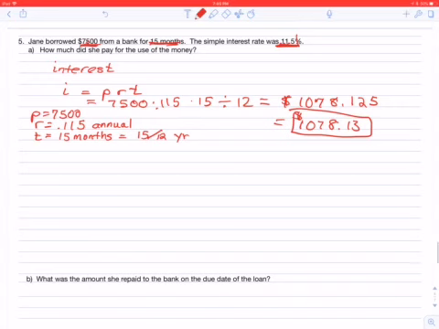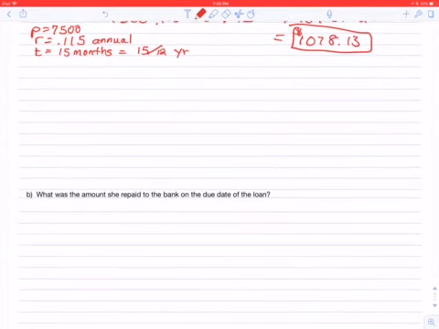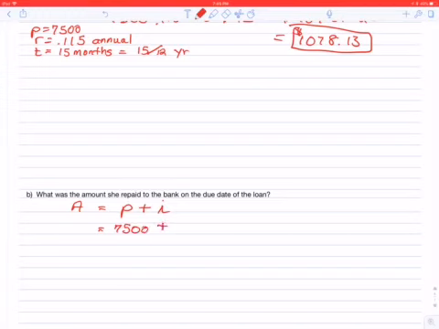So we want to know, what's the amount she repaid the bank on the due date of the loan? Okay, well, the amount will be the principal that she started with, what she borrowed, plus the interest that she has to pay the bank. So the principal was $7,500. The fee that she has to pay the bank for using that money was $1,078.13. So altogether, she has to pay $8,578.13.